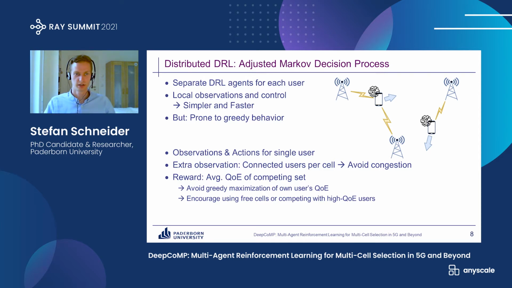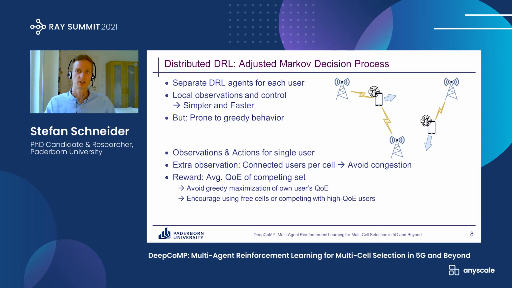And first of all, clearly here the observations and actions are defined per user for a single user, corresponding to the agent, so not for all users like in the centralized approach. But we also need some extra observation to make these agents aware of what's happening around them. And for that, we introduce one extra observation that indicates the number of users per cell. And that helps these agents to recognize if a cell is currently unused and available, or if a cell is highly congested, and then helps avoid congested cells.